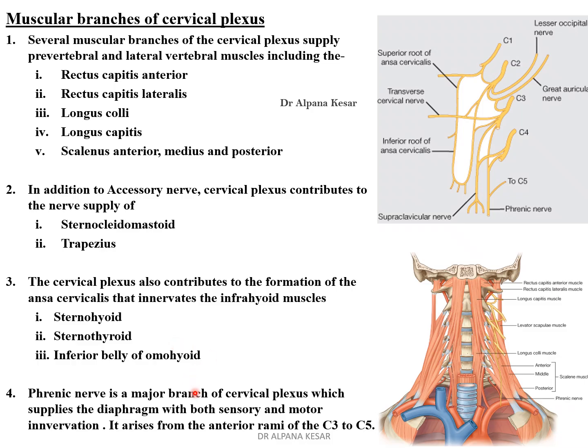Phrenic nerve is a major branch of cervical plexus which supplies the diaphragm with both sensory and motor innervation. It arises from the anterior rami of the third, fourth, and fifth cervical spinal nerves.